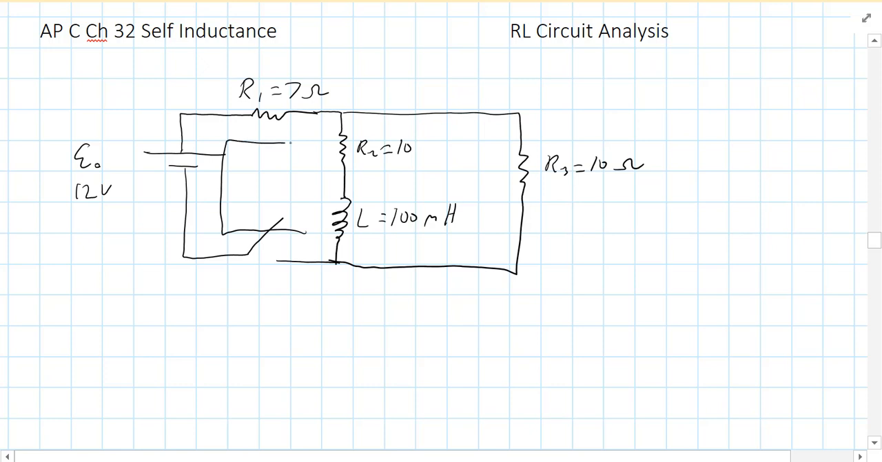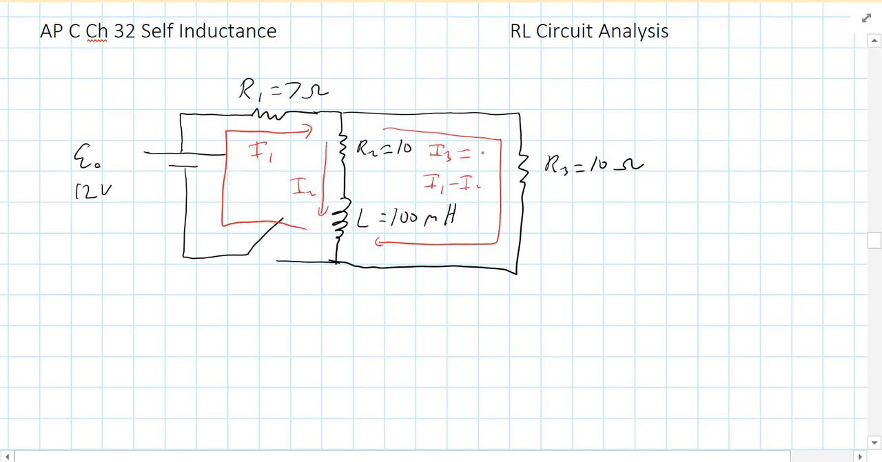So we have a current here, and I'll draw that in red. We'll call that current I1. We'll call the current that goes through the inductor I2, and then we'll call this current over here I3. And I3 is going to equal I1 minus I2, looking at this junction right there.